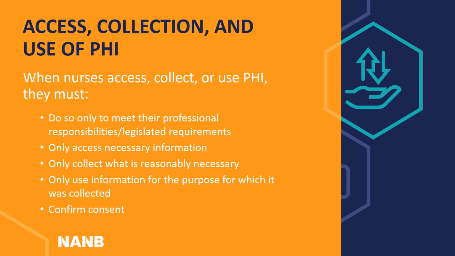When nurses access, collect, or use PHI, they must do so only for reasons that meet their professional responsibilities or legislated requirements. Only access PHI that relates directly to and is necessary for the healthcare service, program, or activity. Only collect the health information that is reasonably necessary to meet the client's healthcare needs. Only use the PHI for the purpose for which it was collected, unless the client consents that it can be used for another purpose, and confirm that the client or substitute decision maker has consented to the collection, use, and disclosure of PHI.